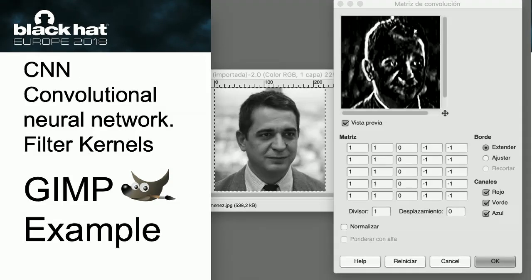Okay, you can use the GIMP tool to make this kind of operation and play with it, because the GIMP tool has a convolutional matrix operation. In this case, with my photo, I apply a kernel, like you can see in the previous image, with 1, 0, and minus 1 in each column, and obtain the vertical edge of the image.